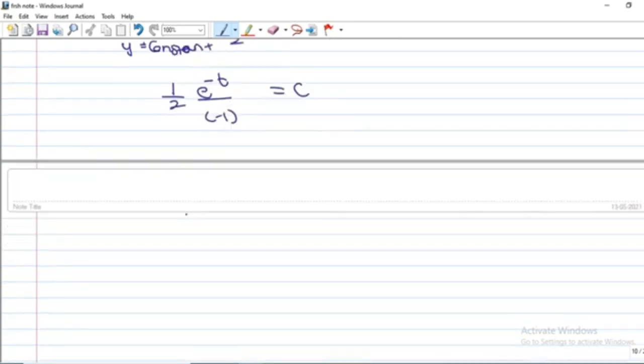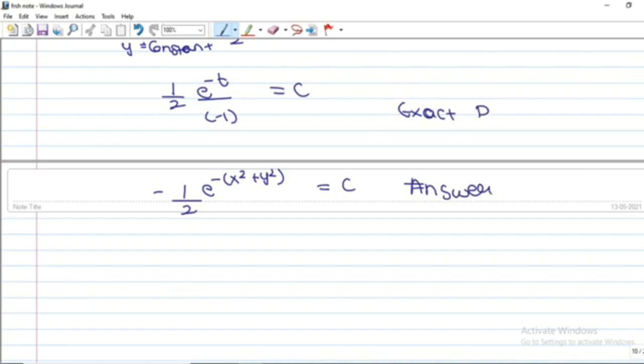Now we will resubstitute and check what we are getting. So 1 by 2 with minus sign, e power minus t, where t was x square plus y square. After substituting, this is our answer. So hope you have understood properly the exact differential equation type question.